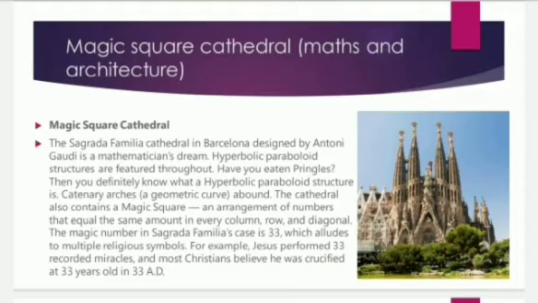Have you eaten Pringles? Then you definitely know what a hyperbolic paraboloid structure is. Catenary arches abound. The cathedral also contains a magic square, an arrangement of numbers that equal the same amount in every column, row, and diagonal. The magic number in Sagrada Familia's case is 33, which alludes to multiple religious symbols. For example, Jesus performed 33 recorded miracles, and most Christians believe he was crucified at 33 years old in 33 AD.